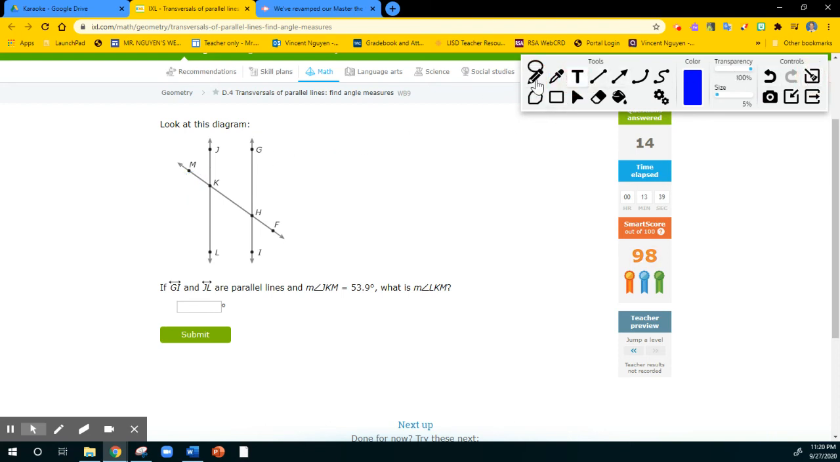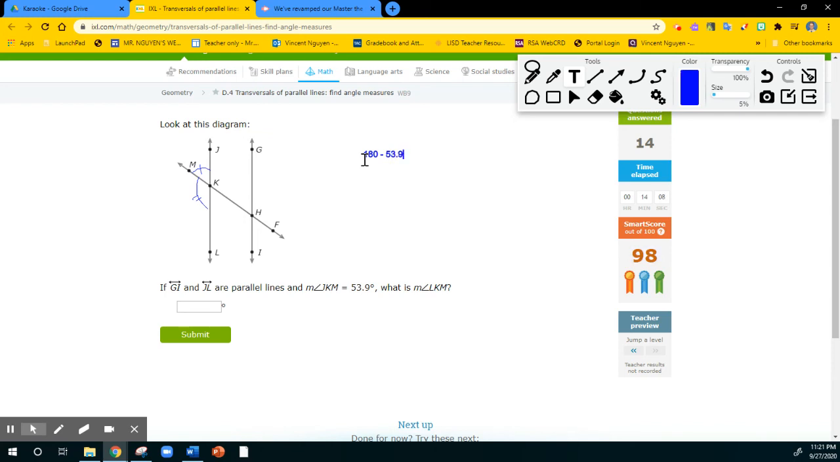So these are supplementary, right? I'm going to mark the angles again. This is the one we want, the big one. This is the one that they've given us, the little one. Finally, they're giving us a supplementary relationship. Angle 1 plus angle 2 is 180, right? So to find angle 2, you do 180 minus the given one, which is 53.9, to find the missing one. And the answer is something 0.1, right?